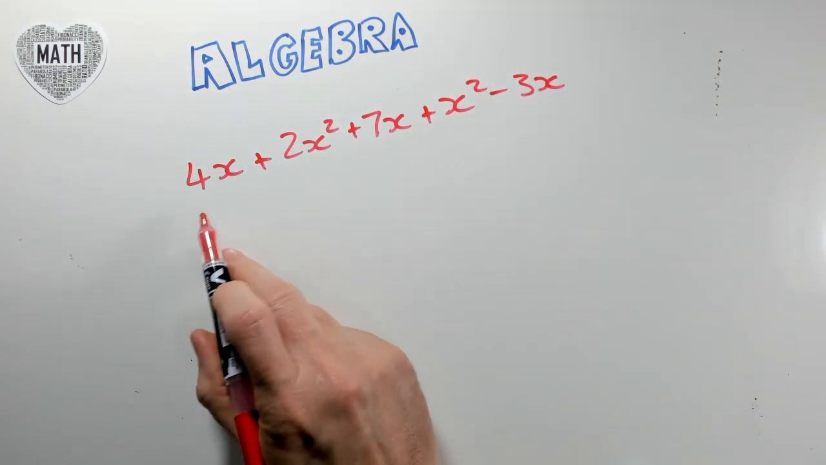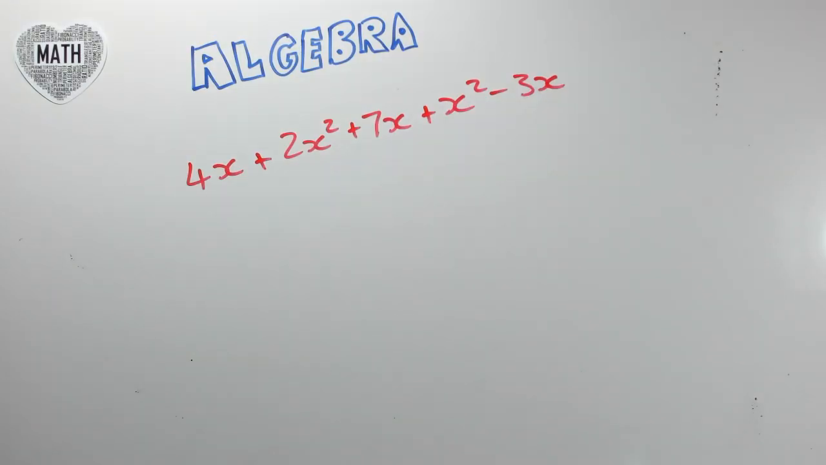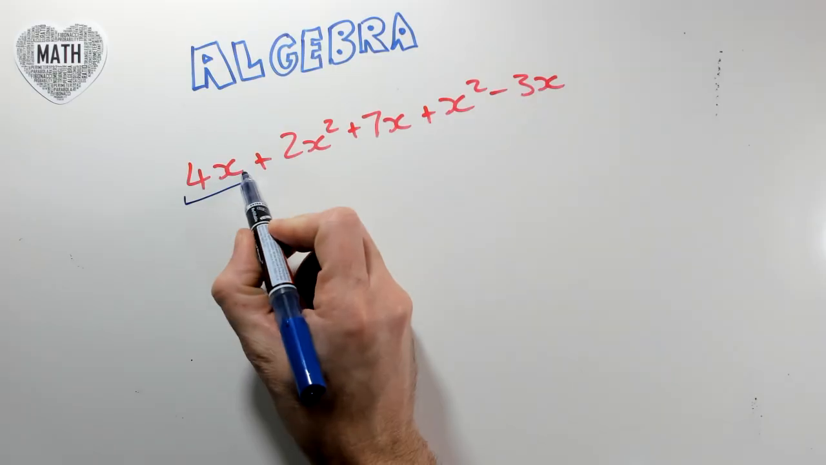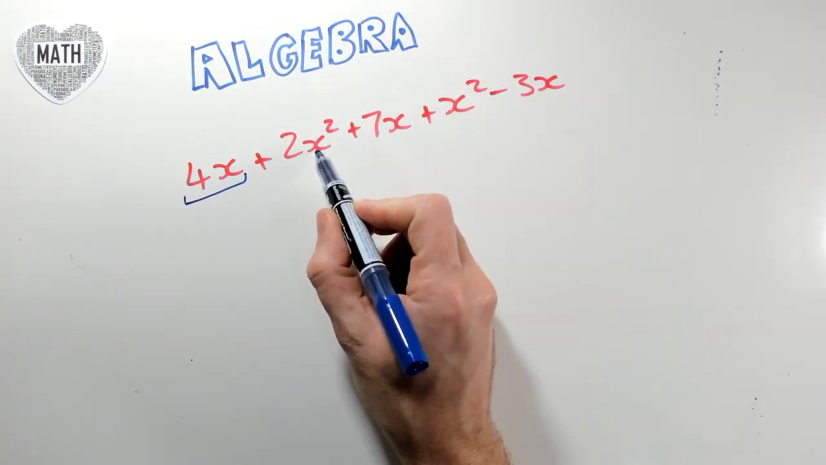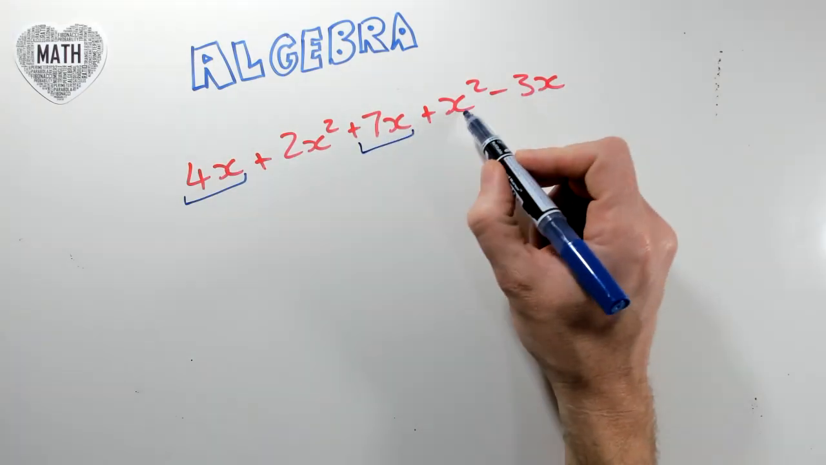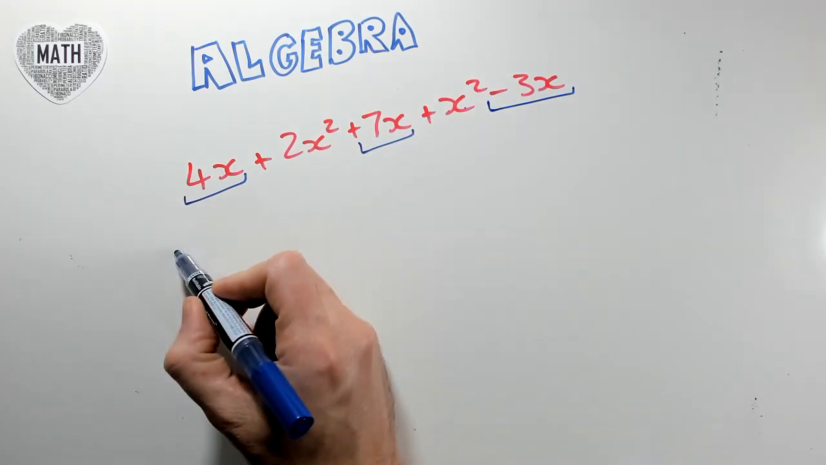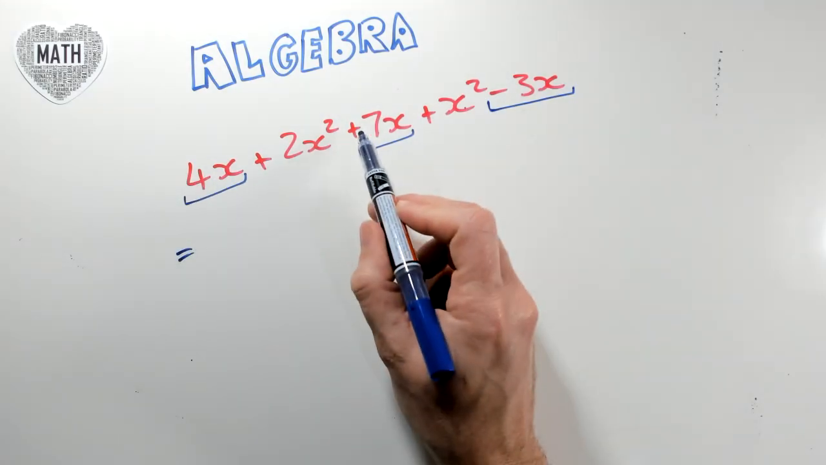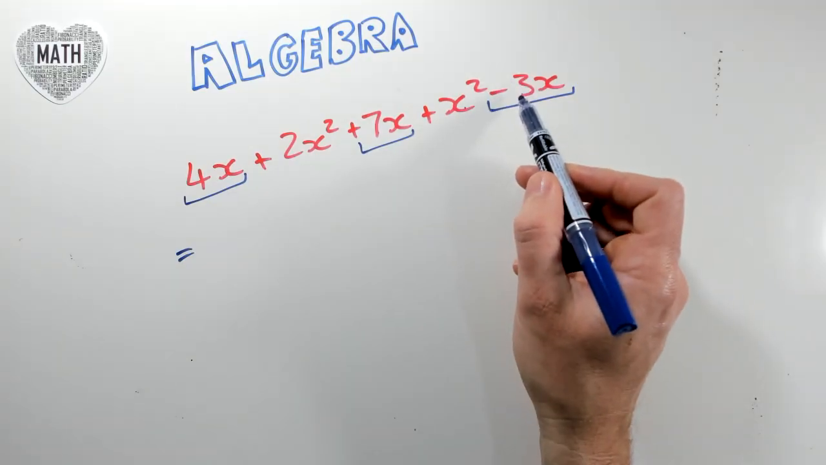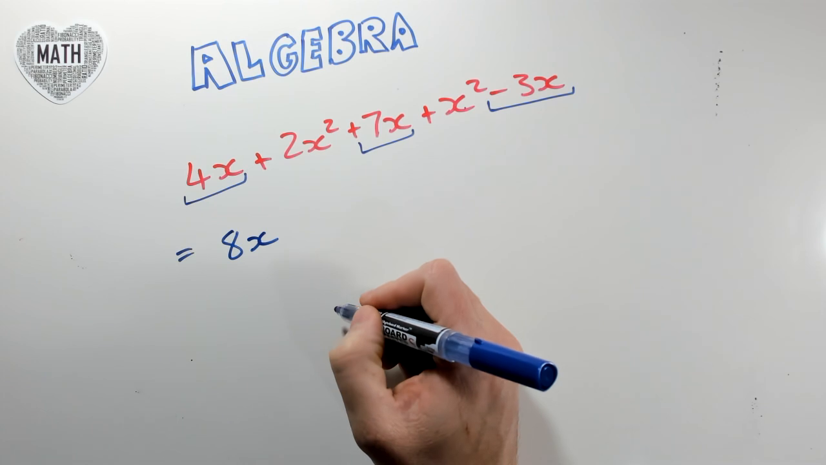So in this case, I have 4x plus 2x squared plus 7x plus x squared minus 3x. And a good rule of thumb is underlining the ones that are like terms. So this is 4x. This looks very similar, but this is x squared. So this is not the same. This is 7x again, and this is not the same because it's x squared, and this is minus 3x. So I can say 4 plus 7, which is going to be 11, and then I take away 3. So hopefully, if my math is correct, that would be 8.